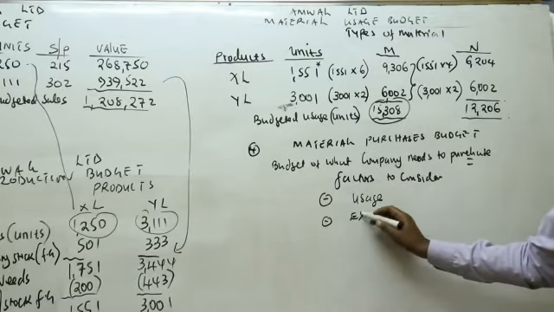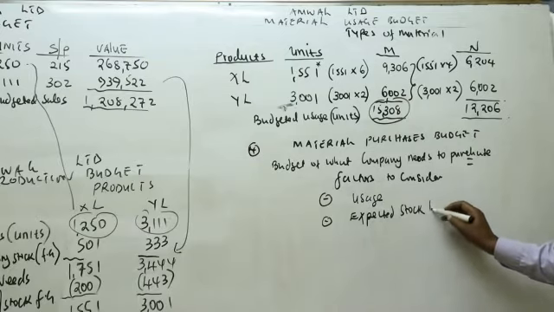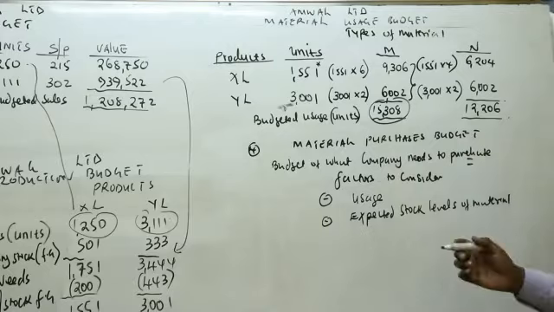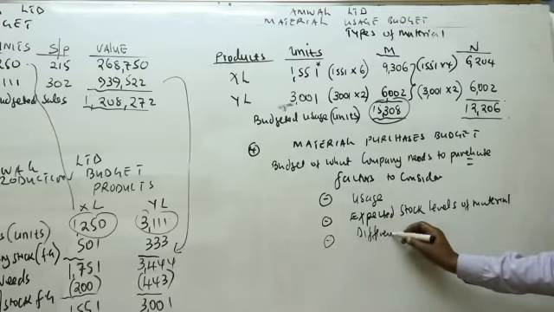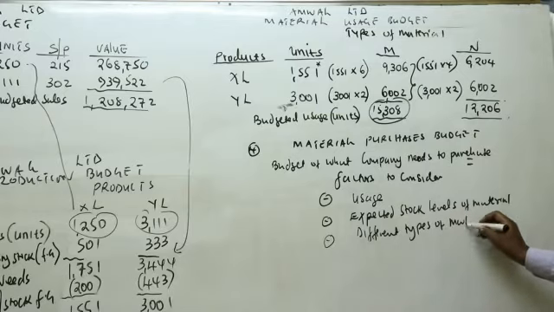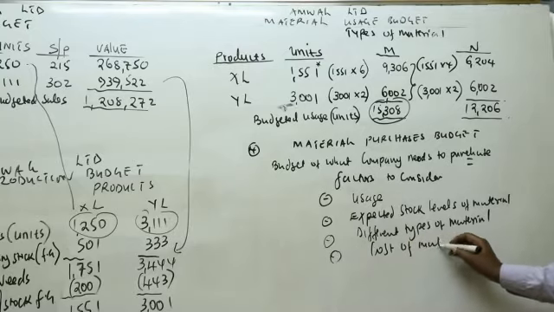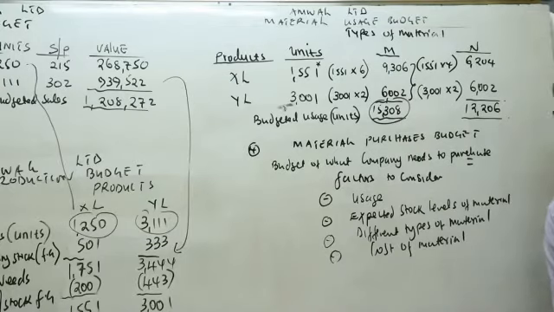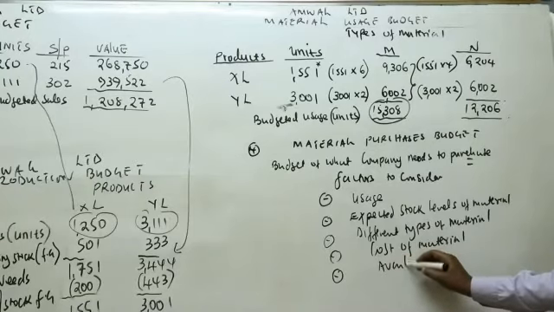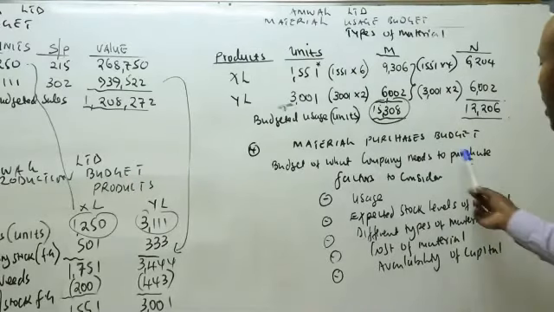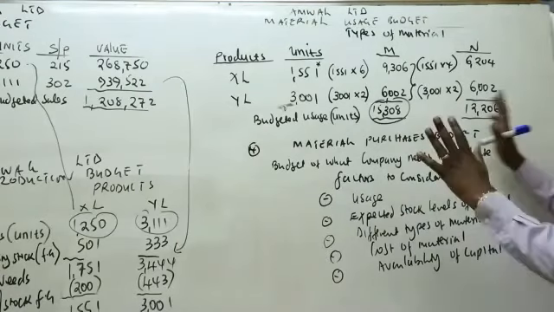Then we also need to determine the expected stock levels of material. After we have used material in production, how many units do we want remaining in stock? We also ask what different types of materials we are going to buy, what the cost of this material is, and what the availability of capital is, because we need money to go and buy. So that is our material purchases budget.